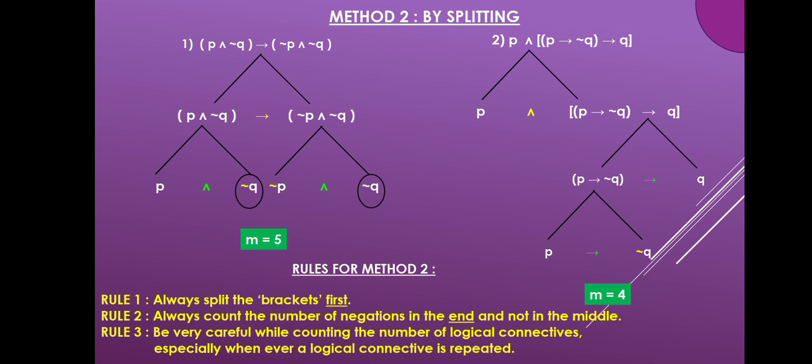Summing up, in splitting method you need to remember 3 simple rules. Always split the brackets first. Always count the number of negations in the end and not in the middle. And lastly, be very careful while counting the number of logical connectives, especially whenever a logical connective is repeated.